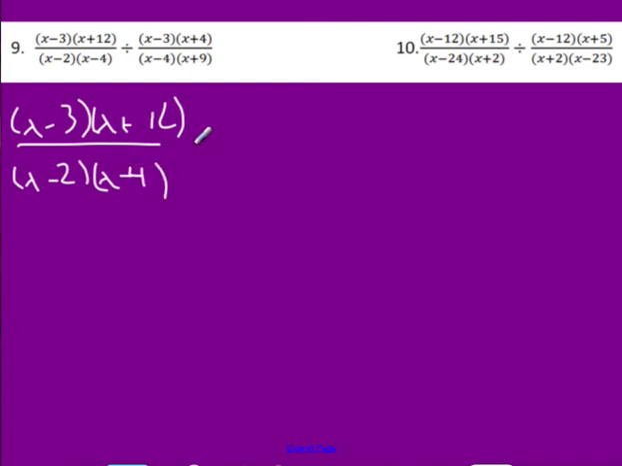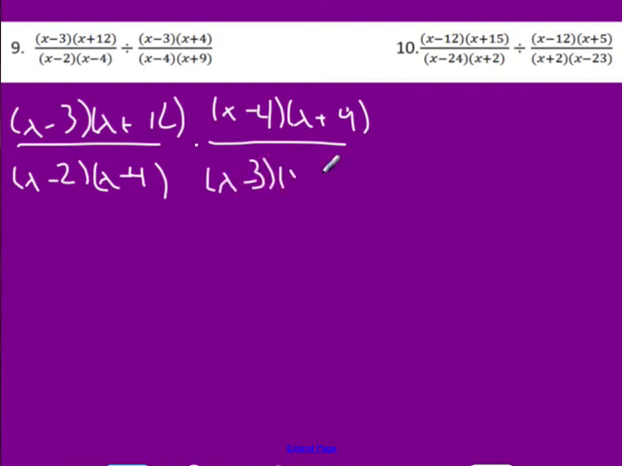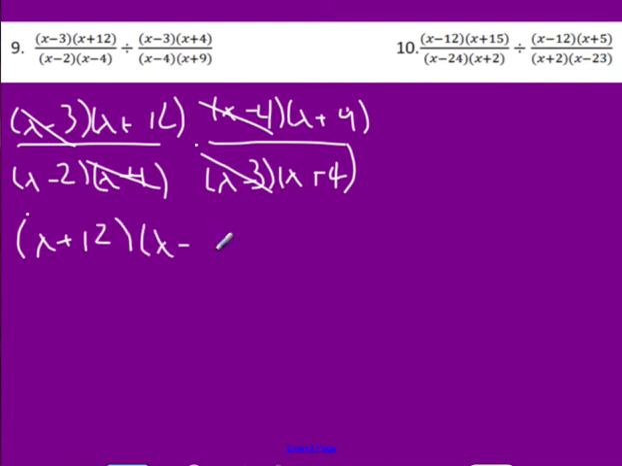Now I'm going to flip that second fraction so that I'm multiplying and not dividing. So I have x minus 4 times x plus 9 up top. And then I have x minus 3 times x plus 4 now on the bottom. Since all of this is being multiplied, I need to cancel out some factors. So I can cancel out x minus 3, and I can cancel out x minus 4. So left up top, I have x plus 12 and x plus 9. Left on the bottom, I have x minus 2 times x plus 4.